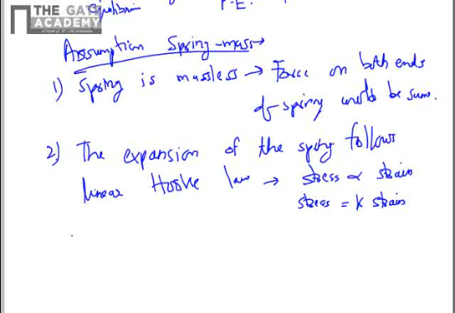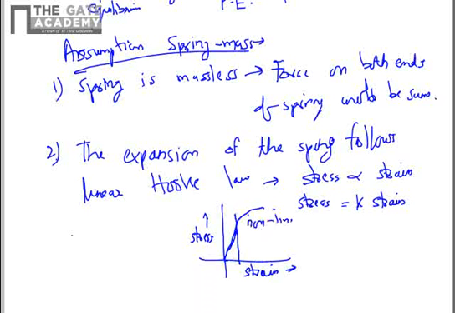If you extend the material too much, if you recall the stress strain diagram, with strain on one axis and stress on the other, there is a portion of the diagram where the linear relationship is obeyed, and after that the strain becomes high for a small increase in stress. This is called the non-linear regime. We are not considering the non-linear regime. We are only considering the linear regime. That's why our oscillations are called linear oscillations.